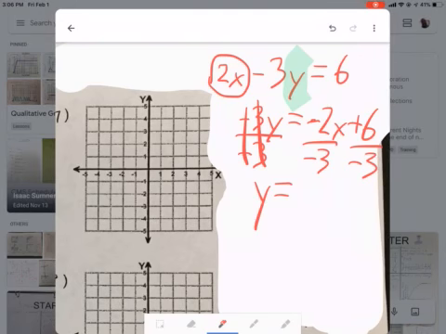Simplify what you have on the right side. You end up with 2/3. Notice that those negative signs canceled. 2/3 x. And then 6 divided by -3 is -2. So, again, just graph it in slope-intercept form. -2. Rise 2, run 3. Bam. That's how you do that.